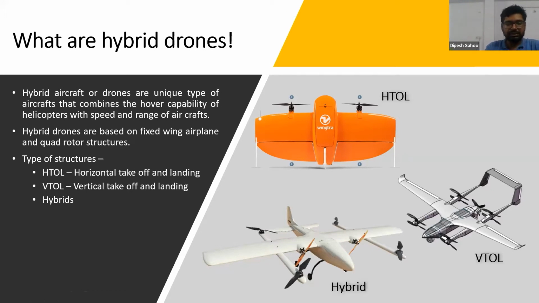Most of us know about quadcopters. Quadcopters have 4 rotors, and they are generally used for vertical takeoff and landing. Their takeoff process is vertical, whereas some drones take off horizontally. Hybrid drones have the capability of both horizontal and vertical takeoff. They're very large drones, as you can see here.